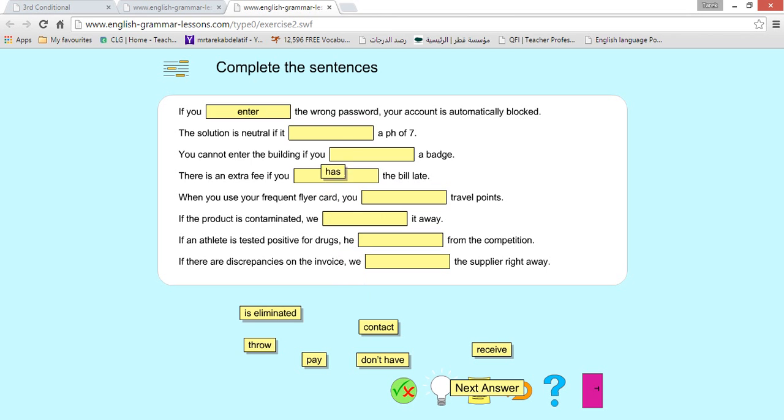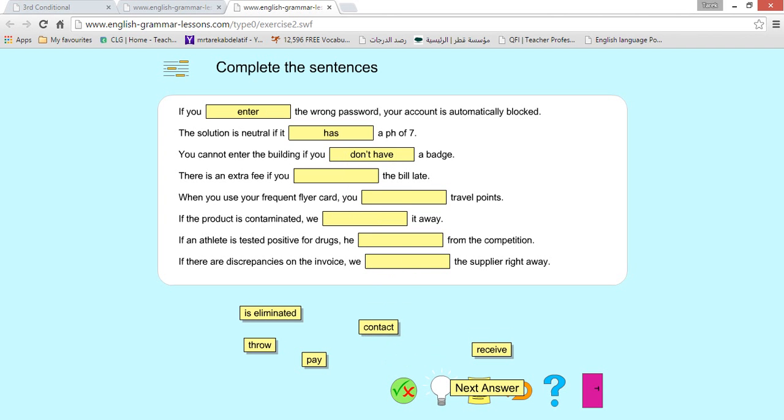Yes, the solution is neutral if it has a pH of 7. The third one: You can't enter the building if you don't have a badge. You cannot if you... Great. If you don't have a badge.